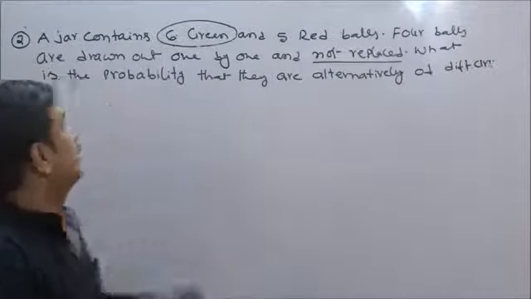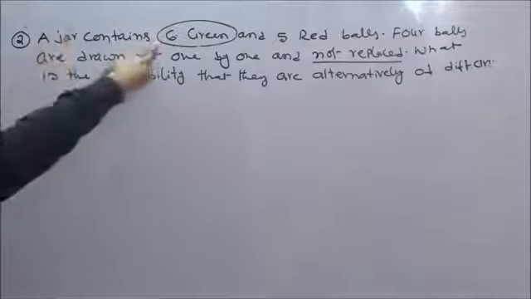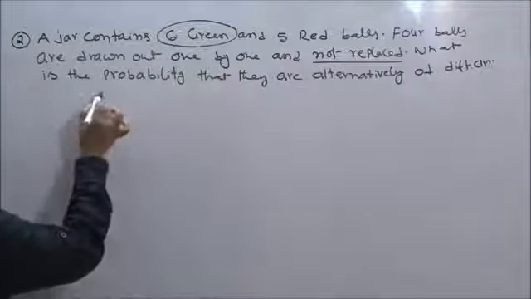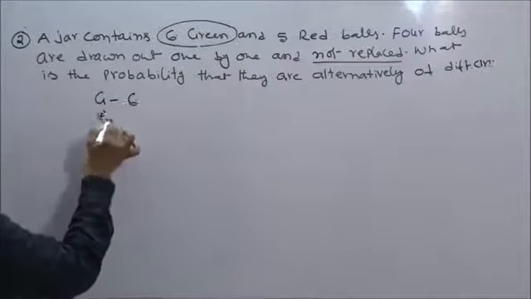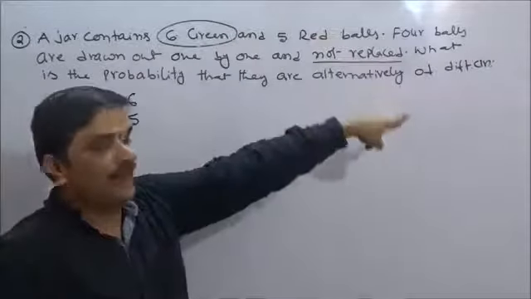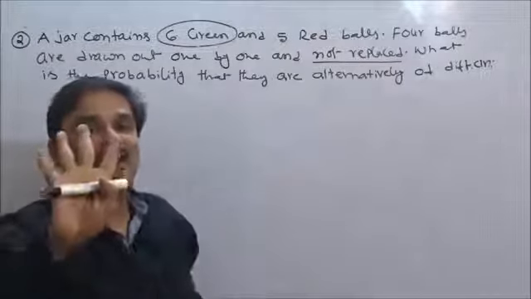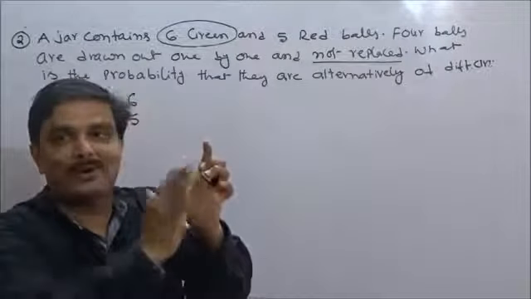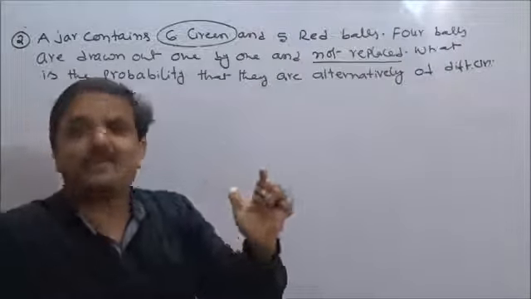Alright, now let us see. First, 6 green are there. I am writing here for you. Green are 6, red are 5. How many are drawn here? One by one, 4 balls are drawn. First 1 ball, next one, next one, next one.